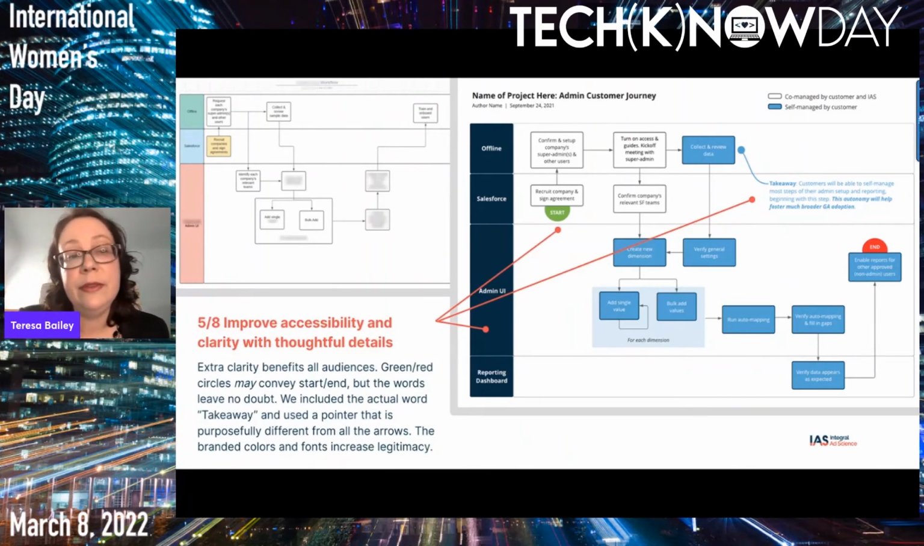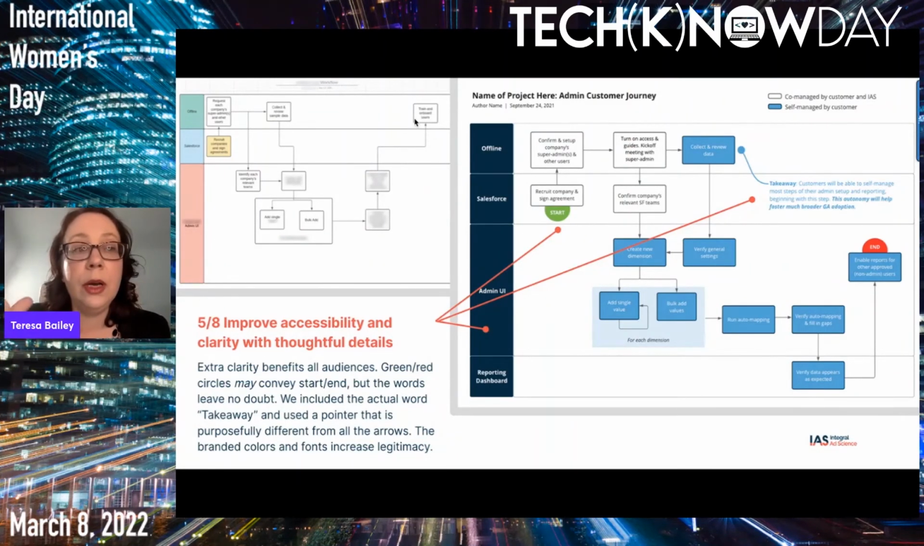Okay, 5 of 8. This is another detailed thing I want you to think about, this idea of how we improve the accessibility and the clarity with some thoughtful details. So this is where you go in, you spend 20 minutes and you've done a few little things and it makes a big difference, right? So originally, remember, he had done this yellow for the start. And then it evolved where he did green and then red.